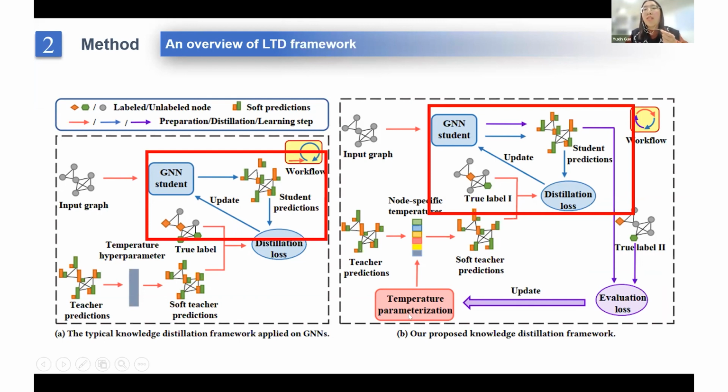Therefore, we design a novel iterative learning process, similar to meta-learning, which alternately performs preparation, distillation, and learning steps for parameter training. Originally, evaluation loss is independent of the temperature parameter, but by updating the parameters of the student model one step first, evaluation loss becomes related to the temperature parameter.